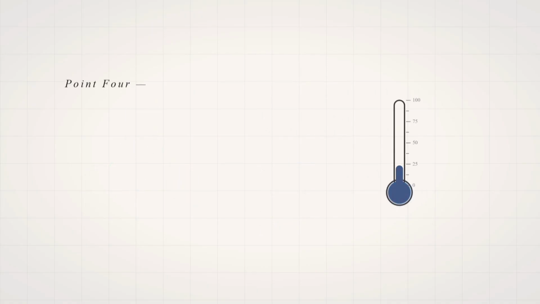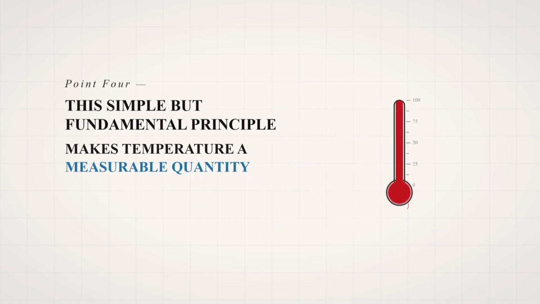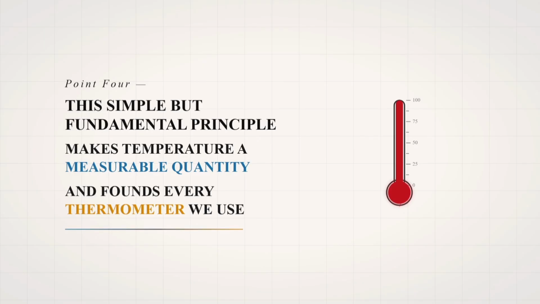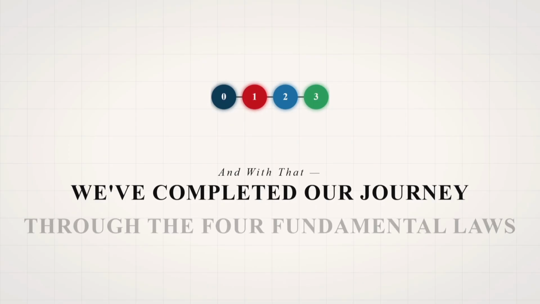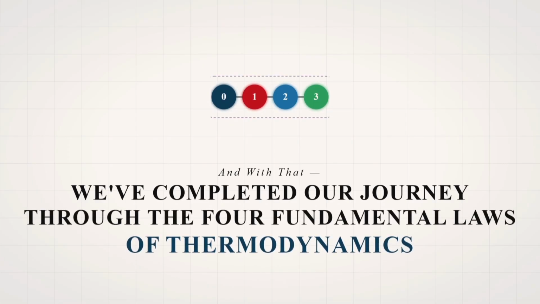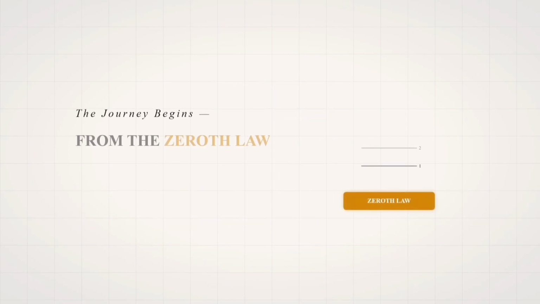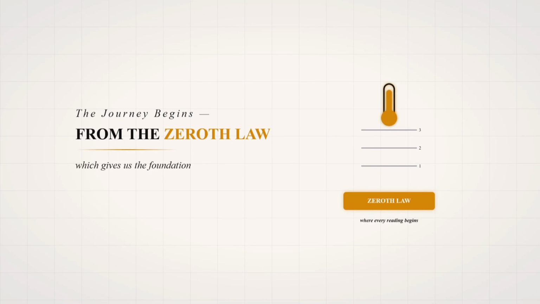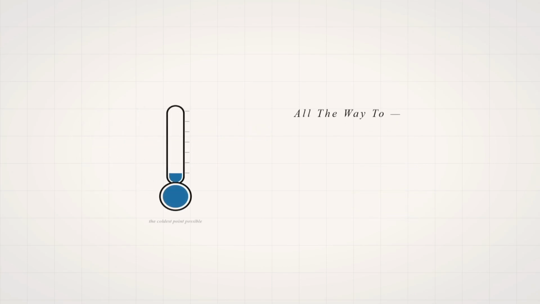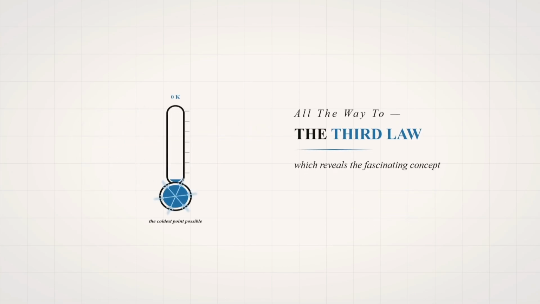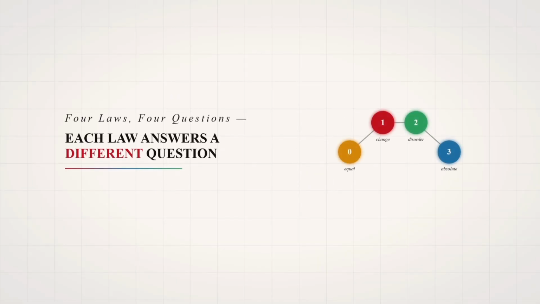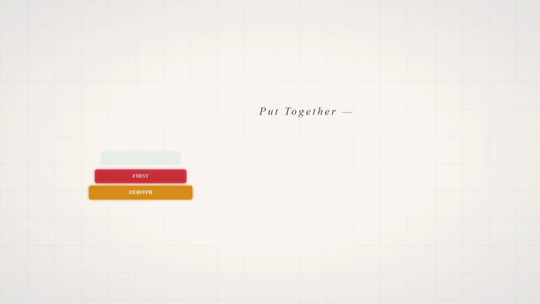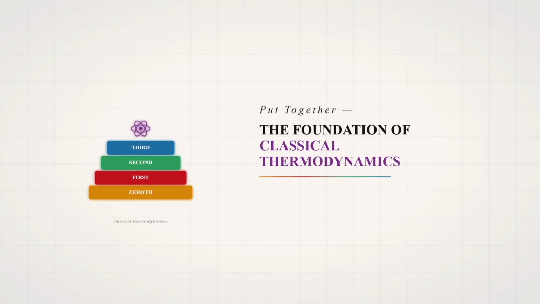4. This simple but fundamental principle makes temperature a measurable physical quantity and provides the scientific foundation for every thermometer we use. And with that, we've completed our journey through the 4 fundamental laws of thermodynamics. From the Zeroth Law, which gives us the foundation for measuring temperature, to the third law, which reveals the fascinating concept of absolute zero, each law answers a different question about how nature works. Together, they form the foundation of classical thermodynamics.